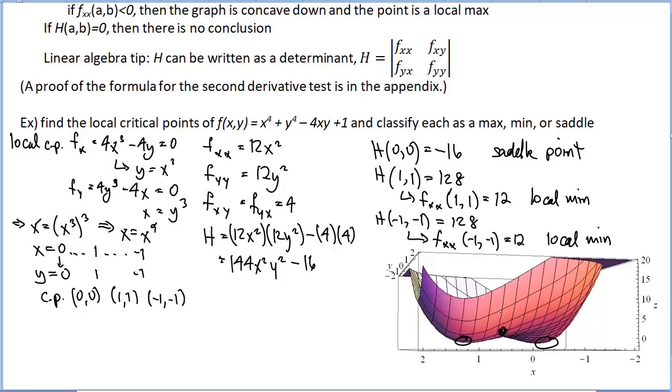Okay. So that is how we can use the first derivative test and the second derivative test involving the Hessian in order to first, for a function, find our critical points and then classify them as either a max, a min, or a saddle.